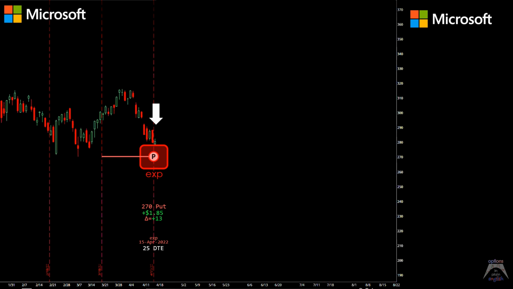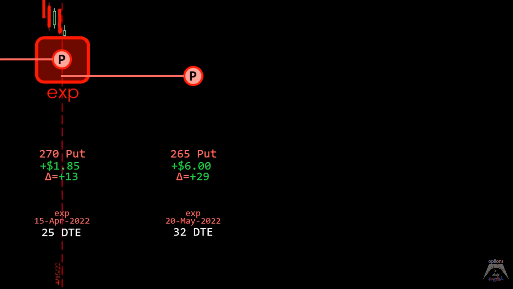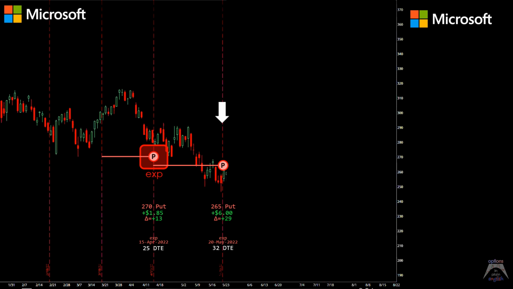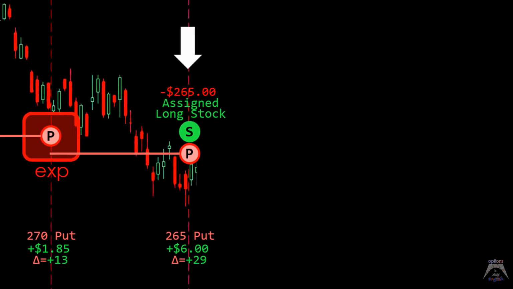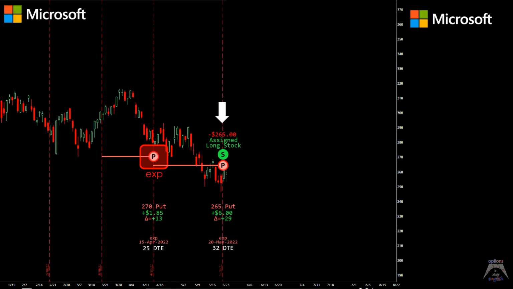On the first day after expiration, April 18th, with Microsoft trading for $279, we sell the May 265 put, with 32 days to expiration and a delta of 29, for a $6 credit. When it reaches expiration, Microsoft is trading for $252, so our put expires in the money this time, and we are assigned long stock at our short put strike price of $265, keeping the credit we received for the short put also in our account.